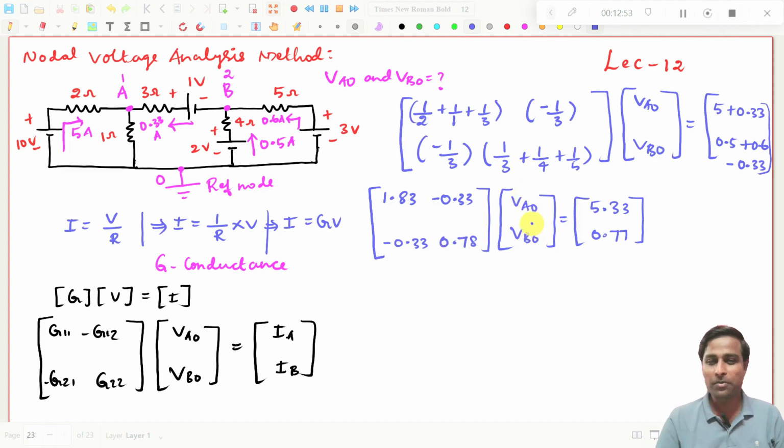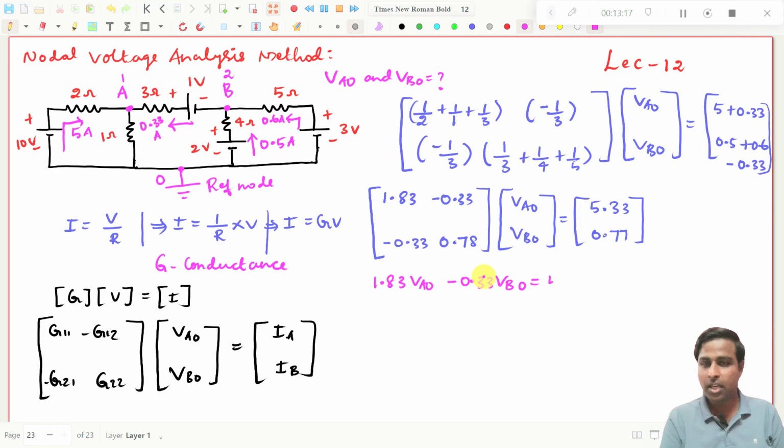So now you see, it is very simple to find what is VAO and what is VBO. What we can do, we can write this as expression now, right? So this can be written as expression can be written as what? Simple. How can we write? So 1.83 VAO minus 0.33 VBO should be equal to what? 5.33, right? So this is expression number 1.